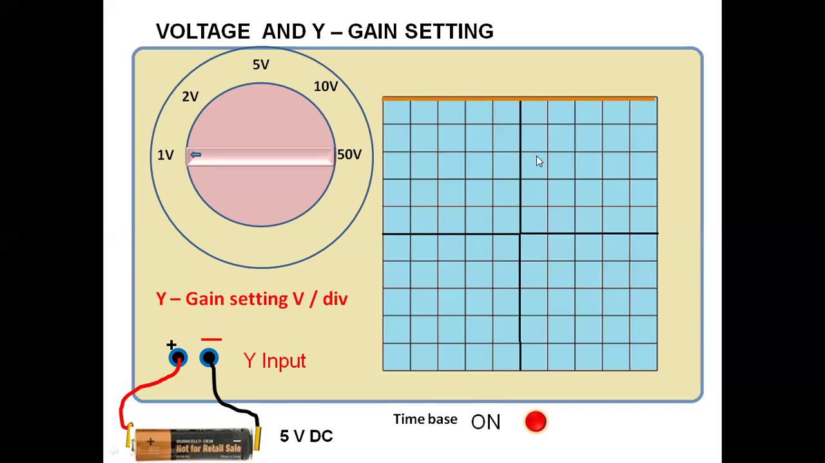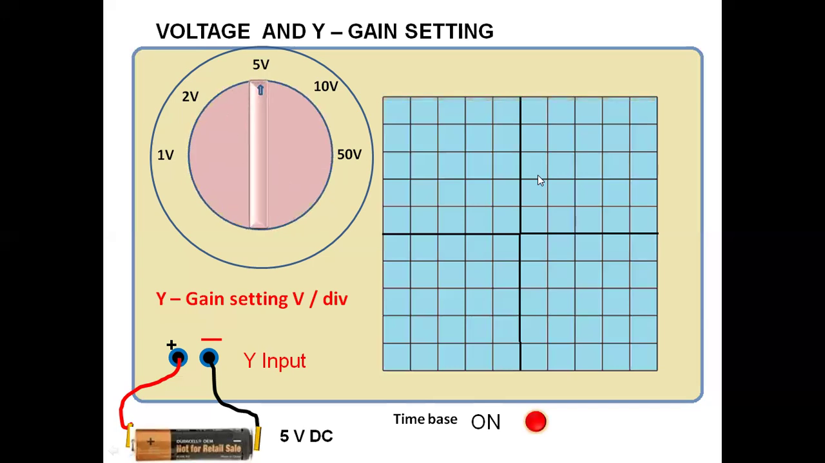If I change the setting for the same voltage, that is 5 volt DC, what will happen? Let us see. The line is shifted to the first block. Now 1 centimeter is representing 5 volt, so the line is shifted to the first block, and this is 5 volt. The voltage input is the same, but the setting is changed.